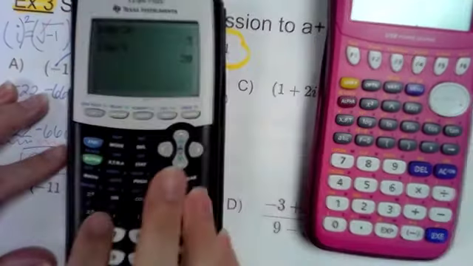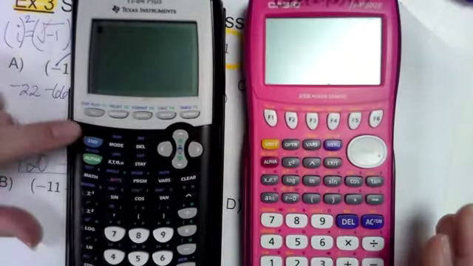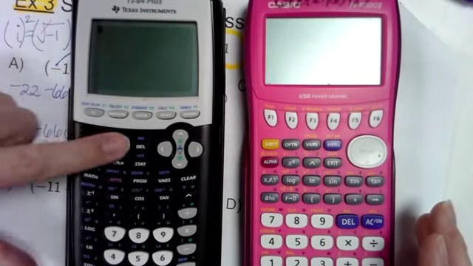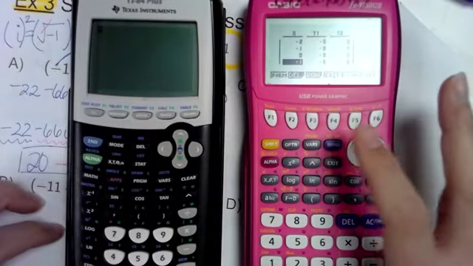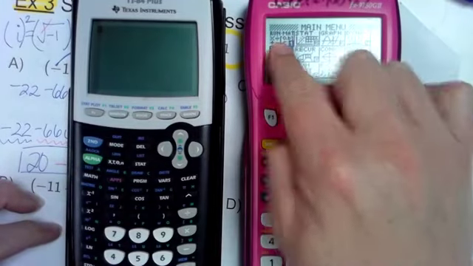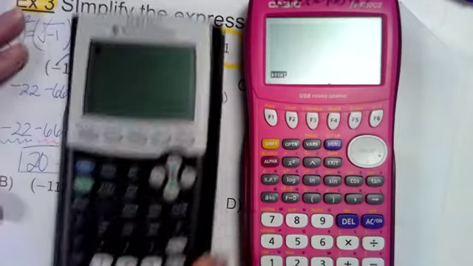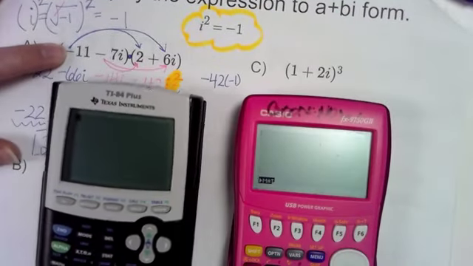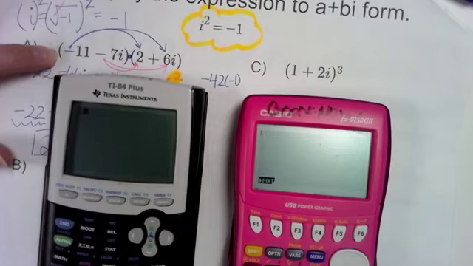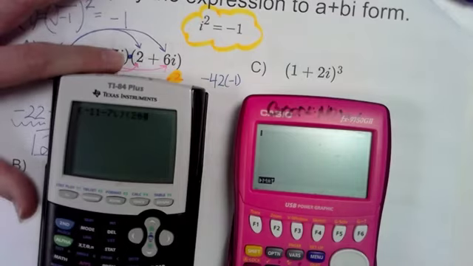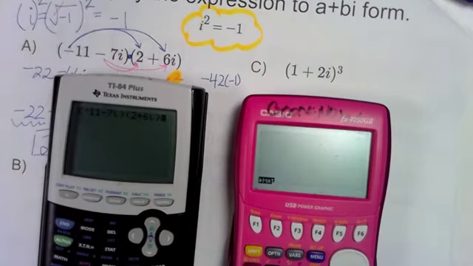Ladies and gentlemen, go ahead and go to your home screen. On the TI, you can do second quit, and it'll take you to the home screen. On the Casio, I'm going to go to the math menu. Go ahead and type this in exactly how it is, negative with the parentheses and everything: negative 11 minus 7i, parentheses 2 plus 6i. And what do you get? 20 minus 85i. How about that? Pretty cool. Just clear.